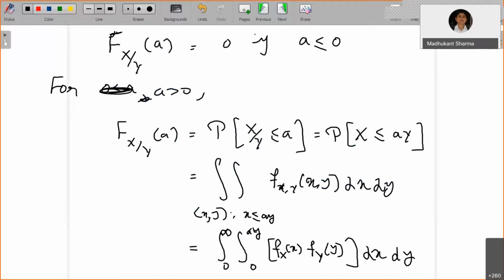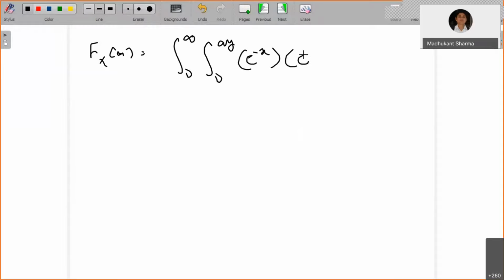Now I will use the definition. So F_{X/Y}(a) is equal to the integration from 0 to infinity, integration from 0 to ay, of f_X(x) which is e to the power minus x, and f_Y(y) which is e to the power minus y, dx dy.